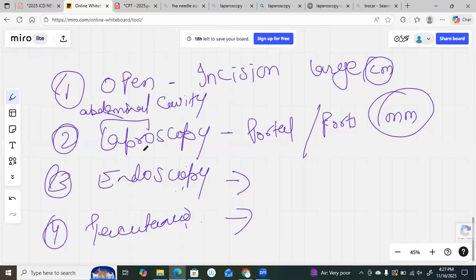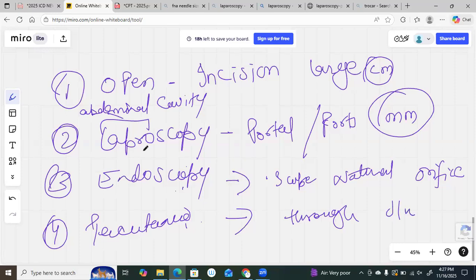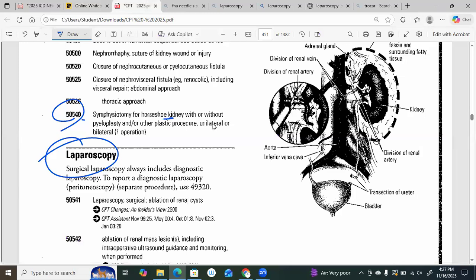So in endoscopy, the scope has been inserted through the natural orifice, whereas percutaneous means the procedure has been performed through skin without incision. So these are the few approaches to reach the organ. So the laparoscopy. This is a laparoscopic approach, which means a laparoscope has been used to treat or repair the kidney.